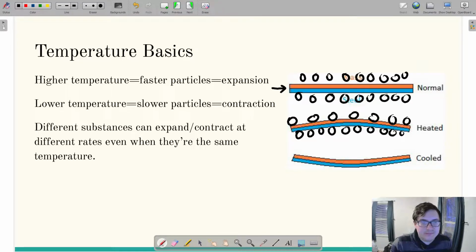Now, if we do the same thing and cool it, the brass will shrink faster than the steel, and it'll curve the other direction. When we get to class on Tuesday, I'm going to show this to you as a demonstration, then I'll unpack it a little bit more.